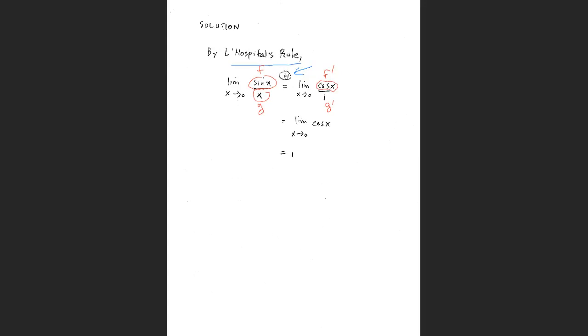Well, the derivative of the sine is the cosine, and the derivative of x is 1. So you get the limit as x goes to 0 of the cosine of x, and the cosine will equal 1 when x goes to 0. So we found the limit.